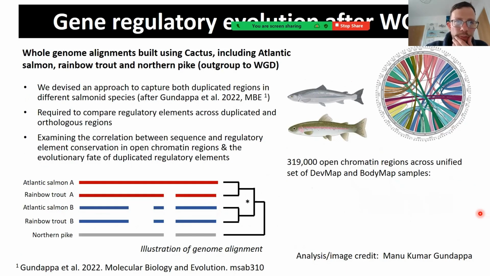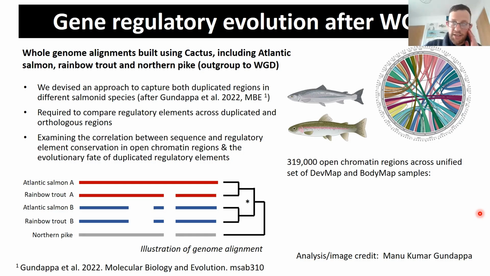So we've also been looking into the evolution of duplicated regulatory elements. This is the latest data that we've generated, and it's quite a fast-moving analysis. But to study duplicated regulatory elements, we first had to build a genome alignment that included both the salmonid species that captures the duplicated regions retained from the whole genome duplication event, alongside an outgroup species where the genome is closely related but didn't undergo the whole genome duplication event, and we used northern pike for that.